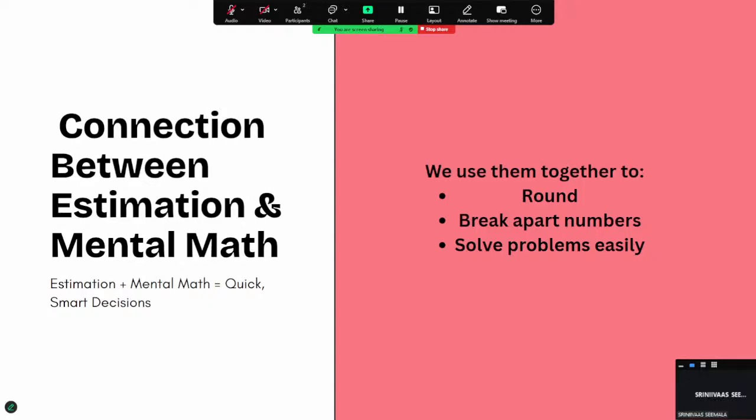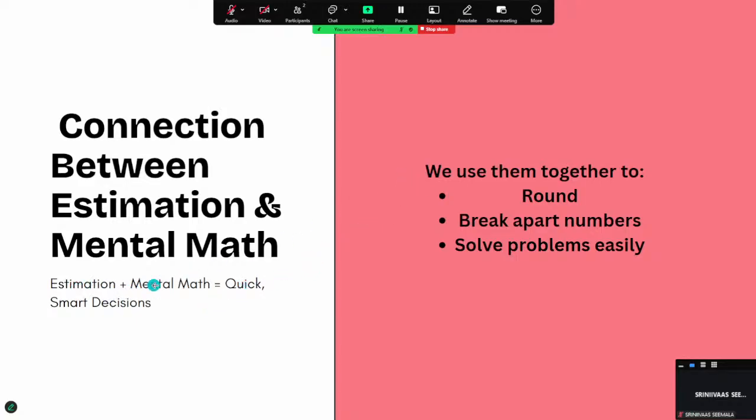But instead, we can round 79 to 80, and we can round 67 to 70. Now we can easily do 70 plus 80 to get 150. That's pretty close to the real answer that we would get. And we did this all in our head, so that's where mental math comes in. Using these, we can make quick and smart decisions, since we did that problem very quickly.